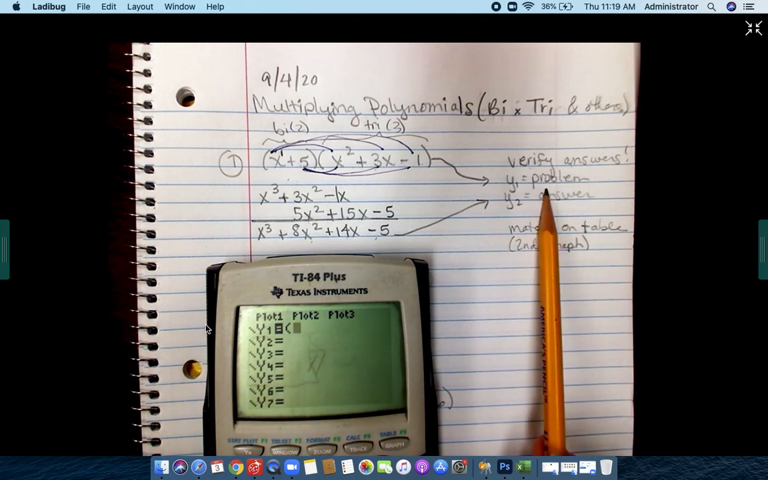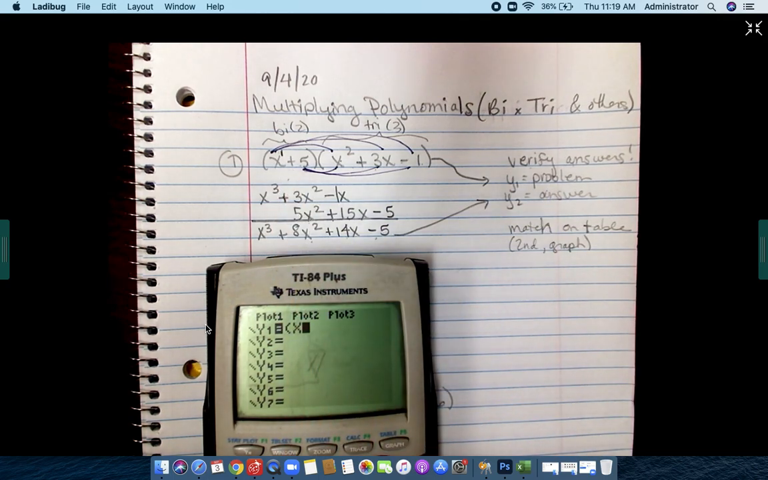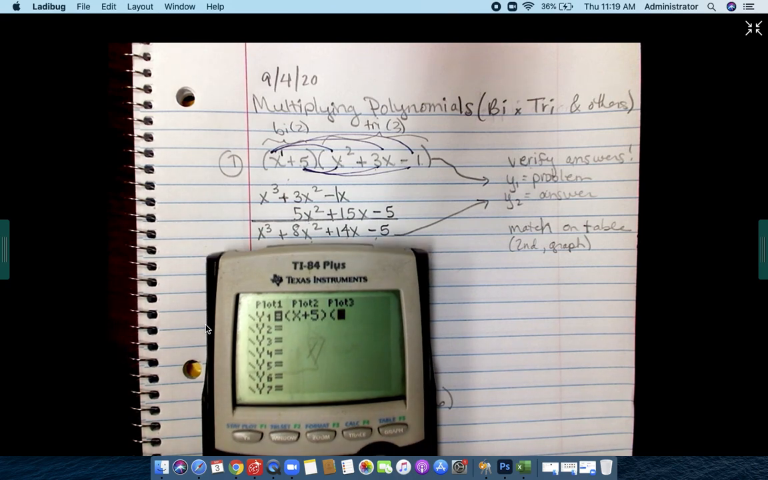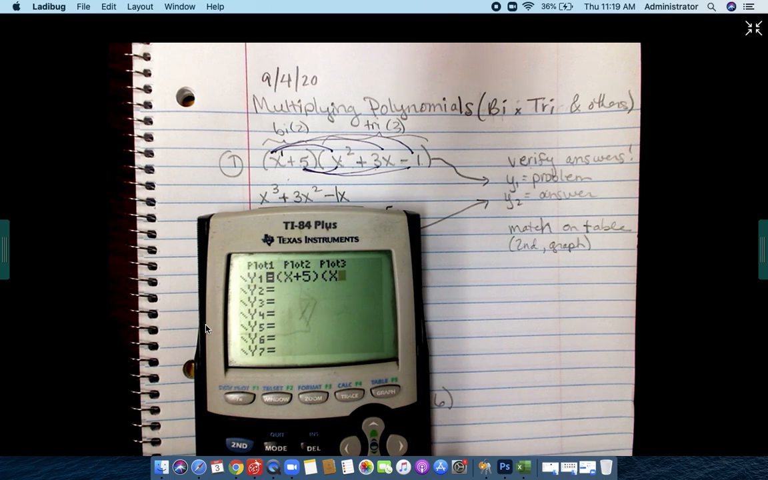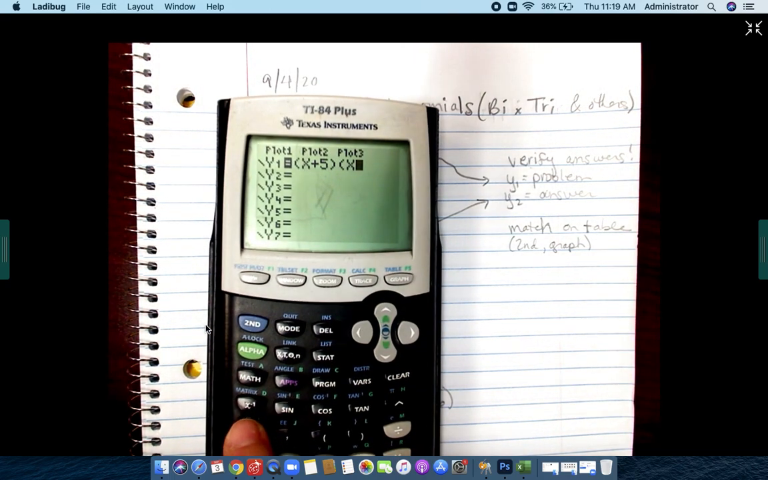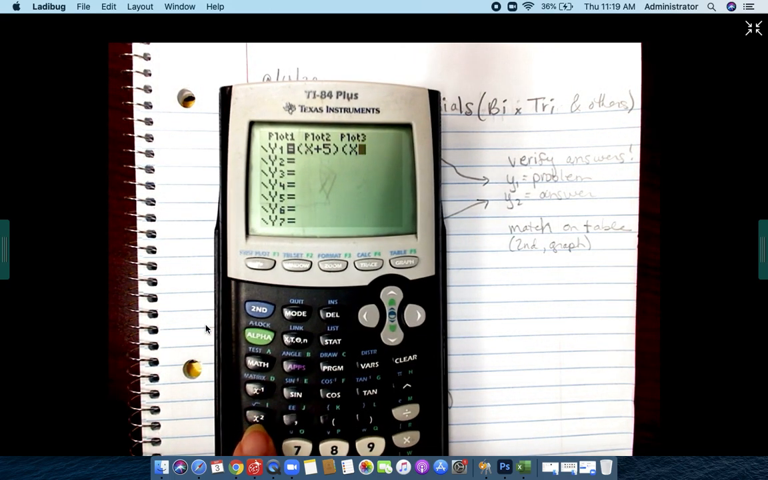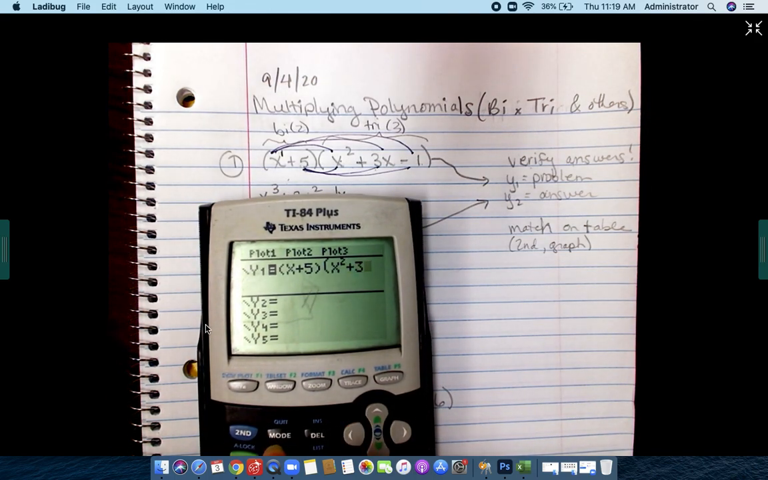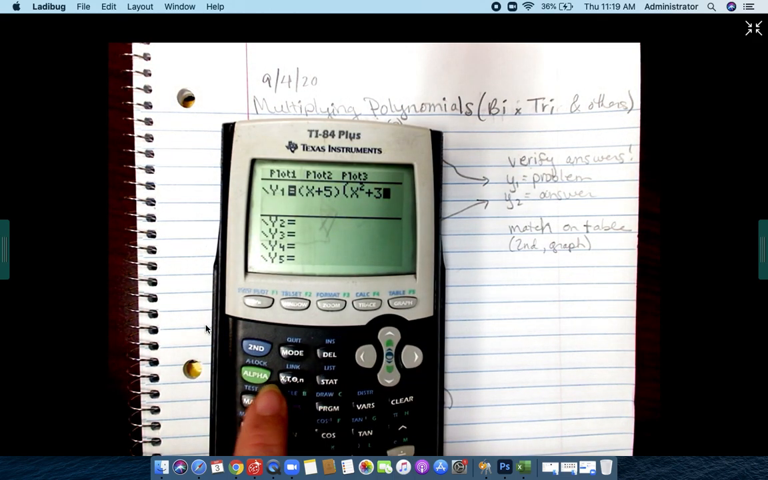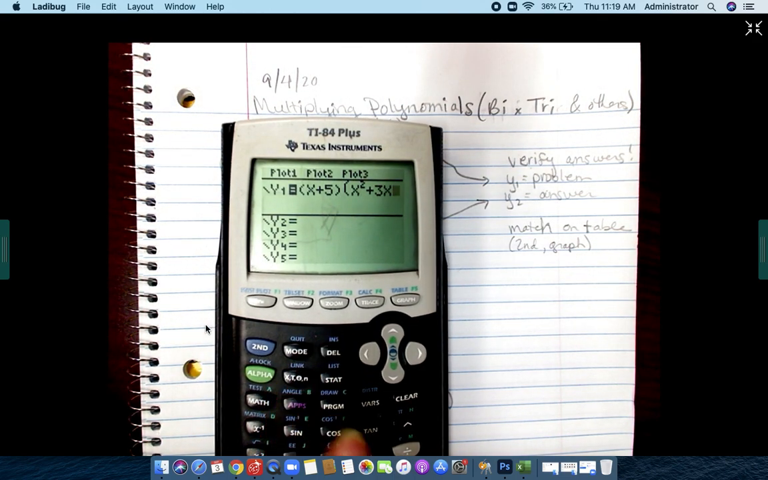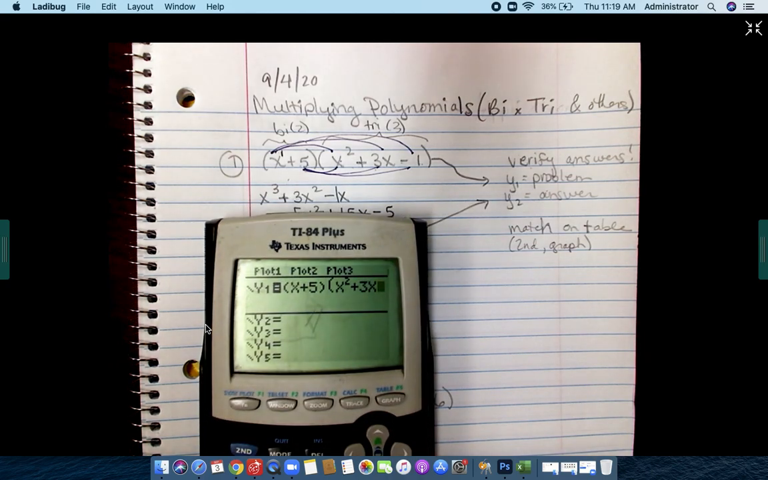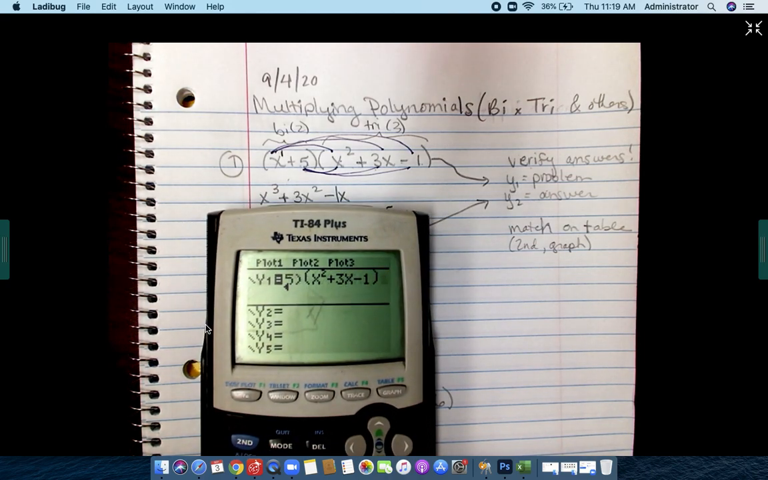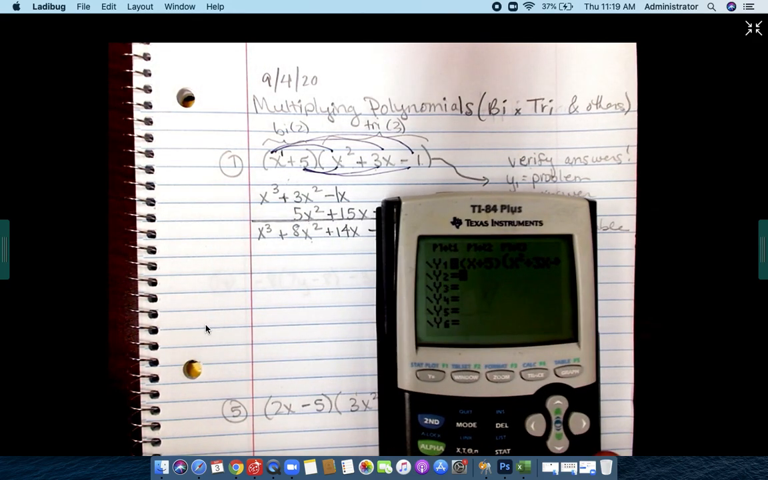So we're going to put our problem here. So we have the quantity x plus 5, close parentheses, times the quantity x squared. So x, and then I'm going to hit this x squared key down right here, x squared, plus 3x. Notice my x is right here, next to my green alpha button, minus 1, close parentheses. Then I'm going to move my arrow down and type in the answer that I got.